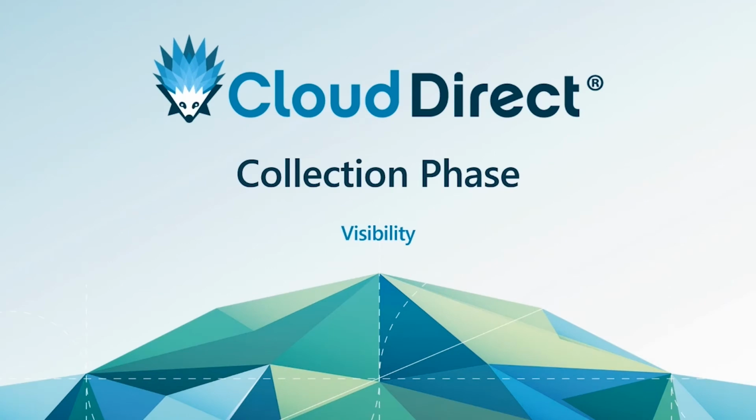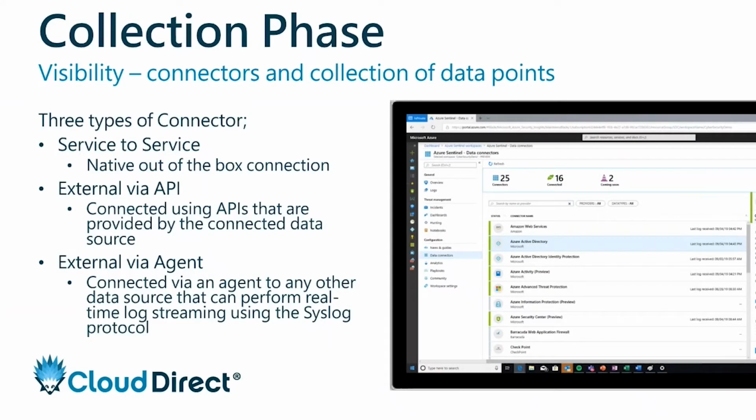Define your connectors and the alerts as part of that. So we can go on to the next slide. There's three main types of connectors. So there's service to service. So these are native connectors. You can see a few examples in there on the screenshot on the right hand side.